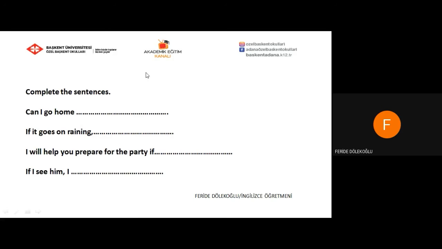Okay, can I go home? How can we complete this sentence? I wrote, can I go home if I finish my homework early? Okay, you can say homework, of course. Look at the second one. If it goes on raining, present simple in the if clause. Okay, we can use a modal verb here or will. If it goes on raining, we won't go to the beach.